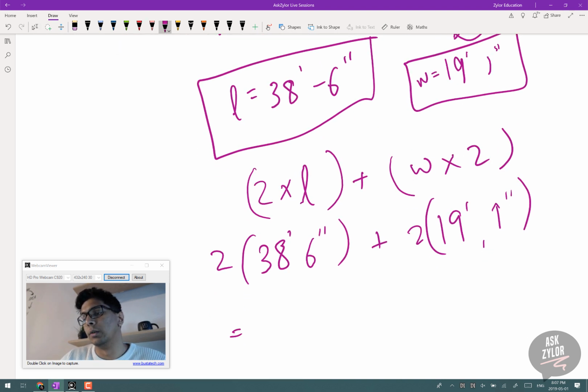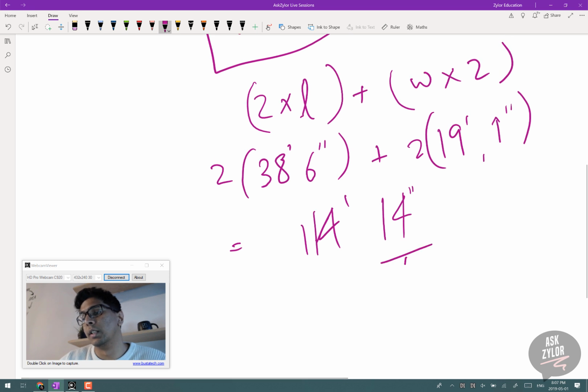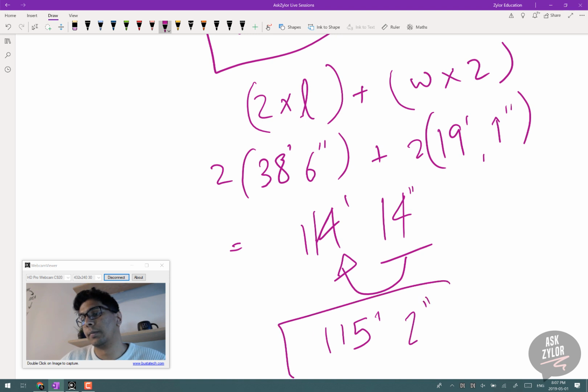Right. So 38 and 19 both add up to 114 feet. And the 6 and the 1 add up to 14 inches. So I'm going to convert this again to feet. So I have 15 feet and 2 inches.